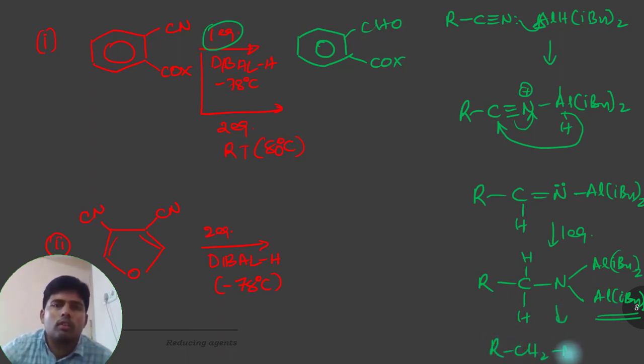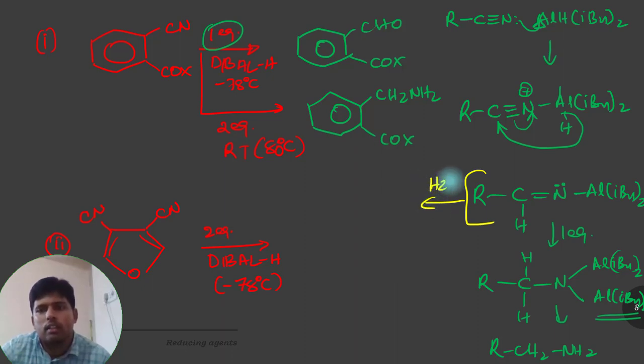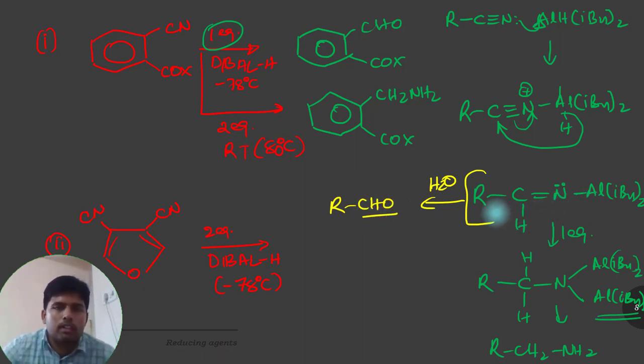So this is how, when we use two equivalent, we get amine, and when we use only one equivalent, this is the intermediate product formed, and we hydrolyze here. So if you hydrolyze here, you get actually RCHO. So that's the important difference when we use one equivalent and two equivalent.